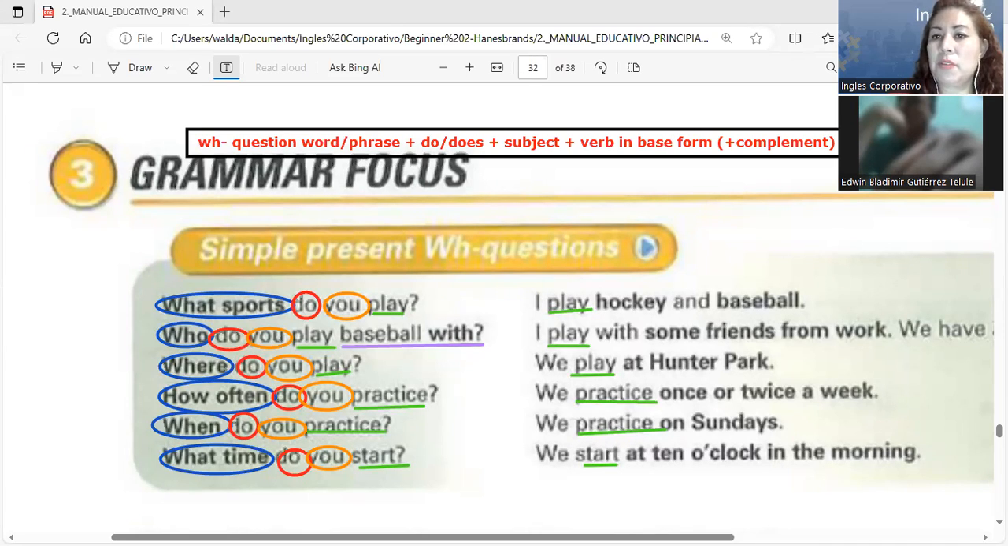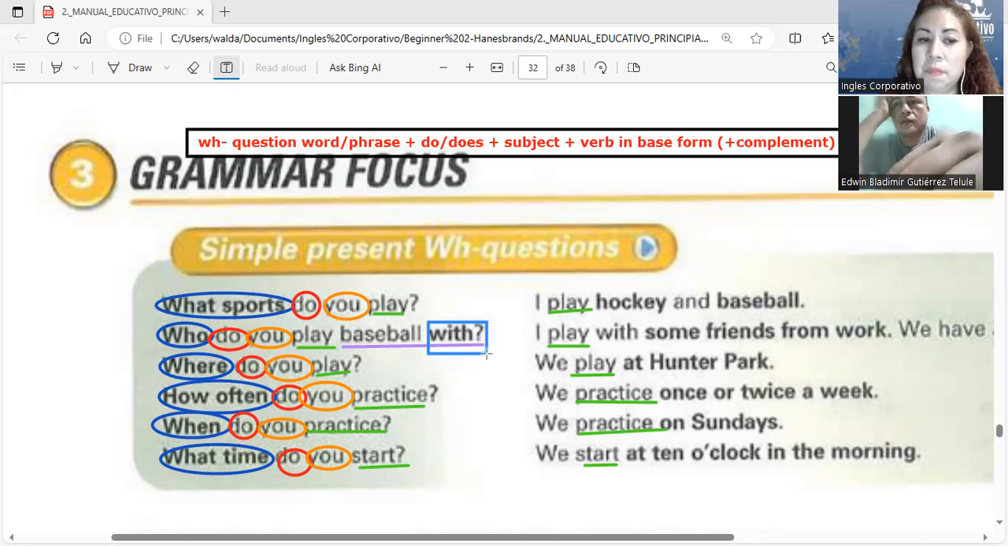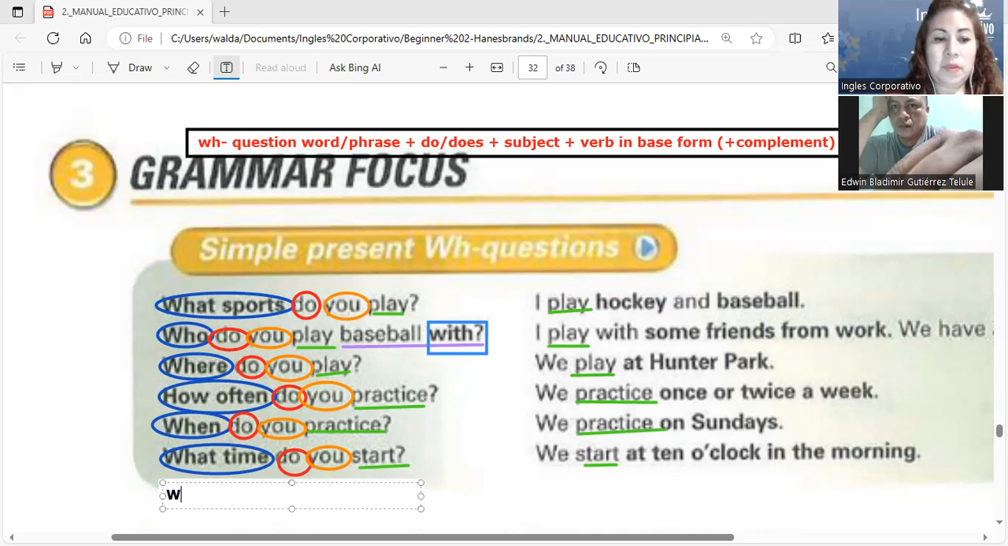If you have a preposition, only if you have a preposition, you don't always have a preposition, but in case you have one, we're going to put the preposition at the end. For example, you can say, what are you talking to Lisa about?